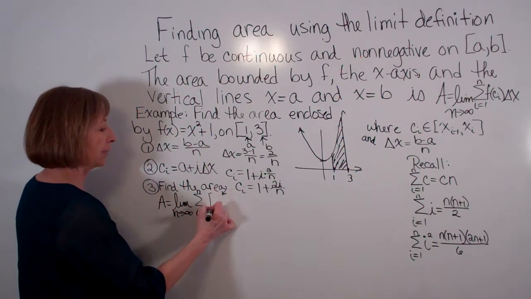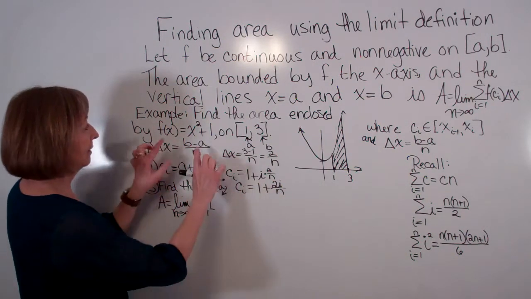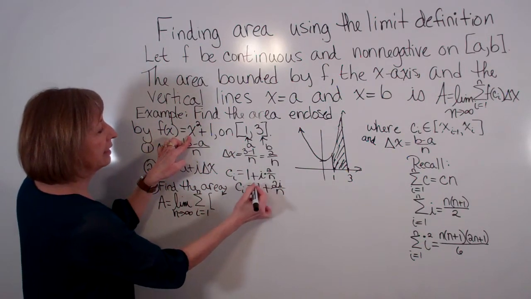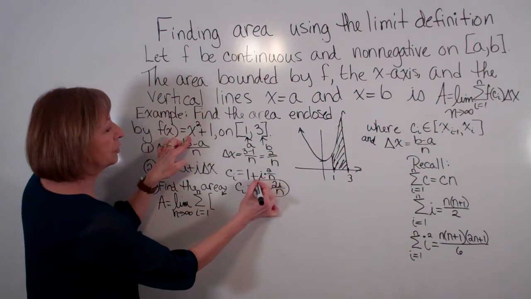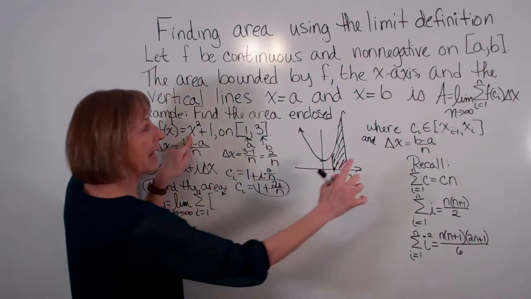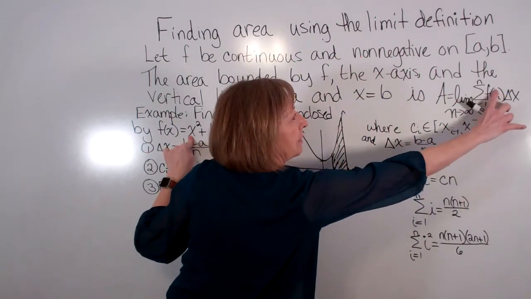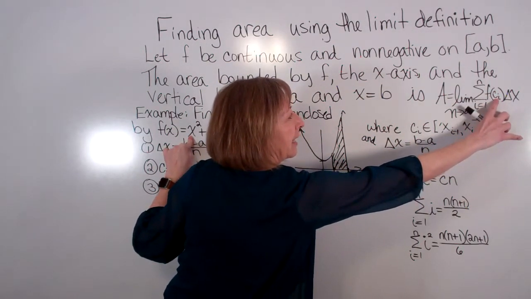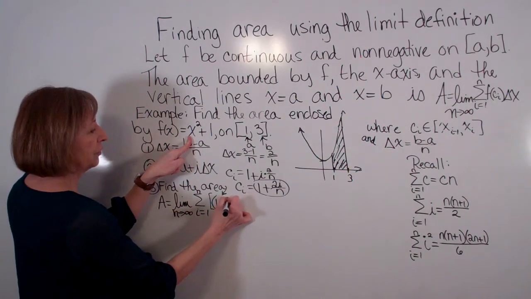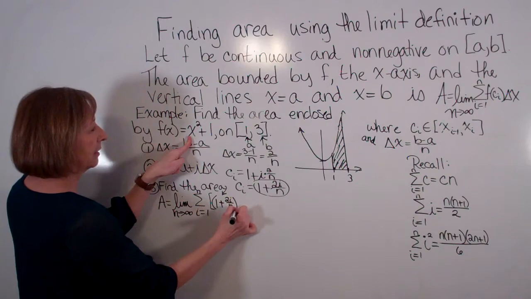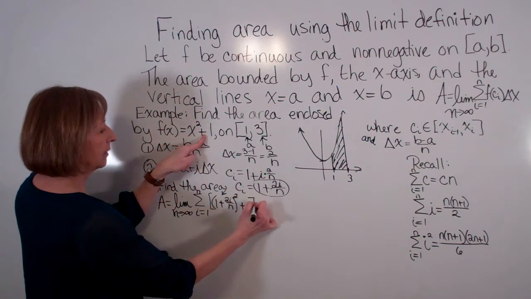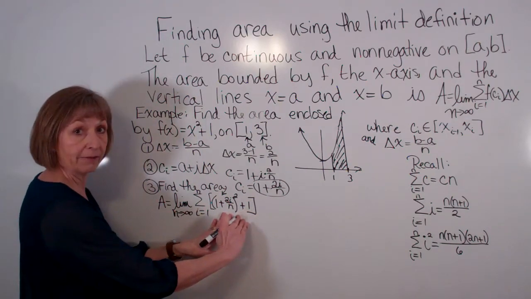So I'm going to put it in brackets because my function has more than one term. I'm going to plug this 1 plus 2i over n in for the x's. That's what f of c sub i means. It means put this in through your function in the x spots. So this is going to be 1 plus 2i over n squared plus 1. Okay, so that's my f of c sub i for this problem.